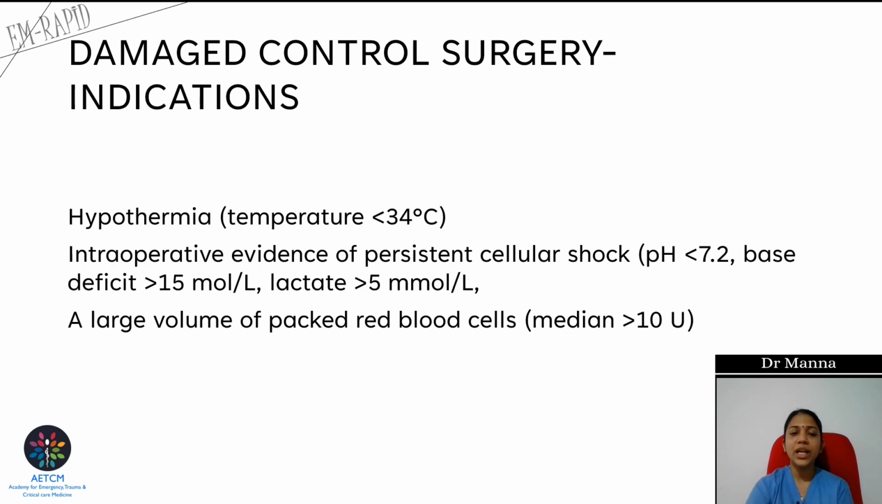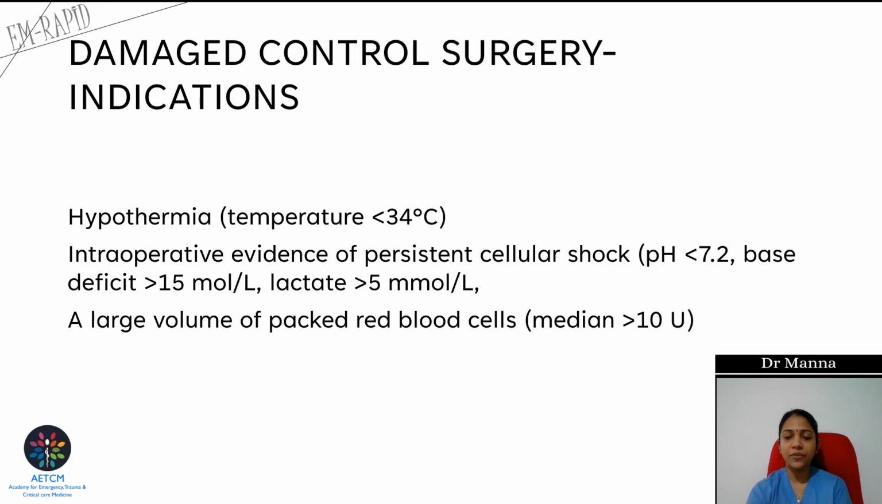So in damage control surgery, what are the indications? If this patient is in hypotension, if this patient is having hypothermia because of the ongoing bleed, if the patient presents to the ER with a pH less than 7.2, or after some time after resuscitation we find that this patient is in acidosis, if there is a base deficit more than 50 millimoles per liter, or if the lactate is more than 5, these patients might require an immediate damage control surgery.